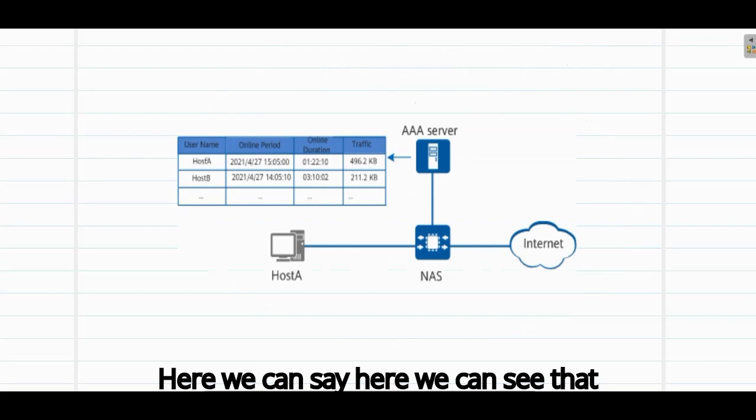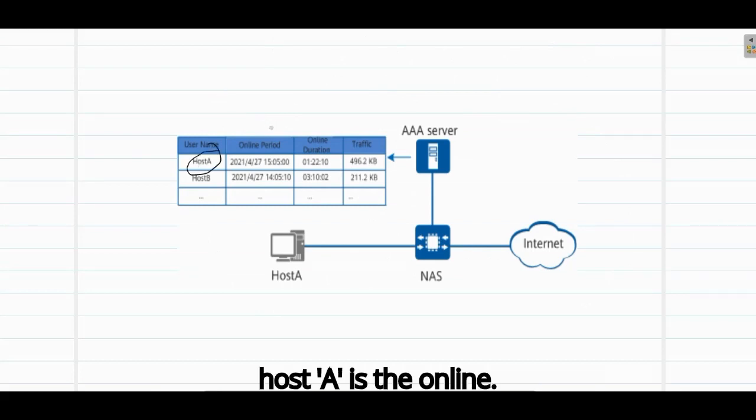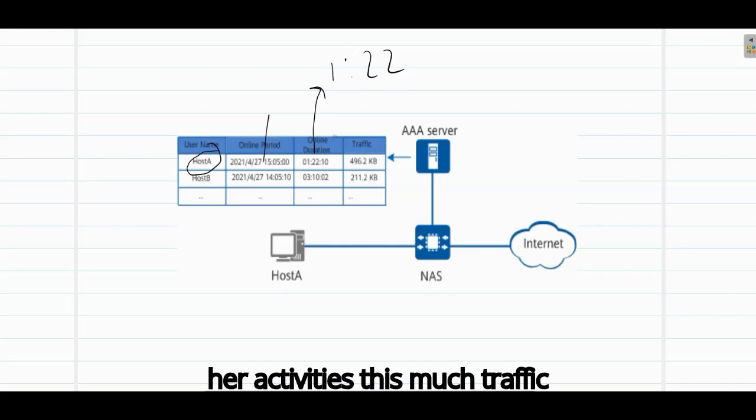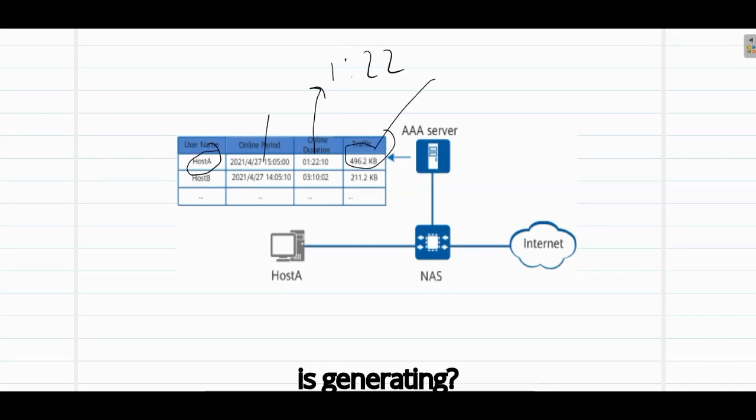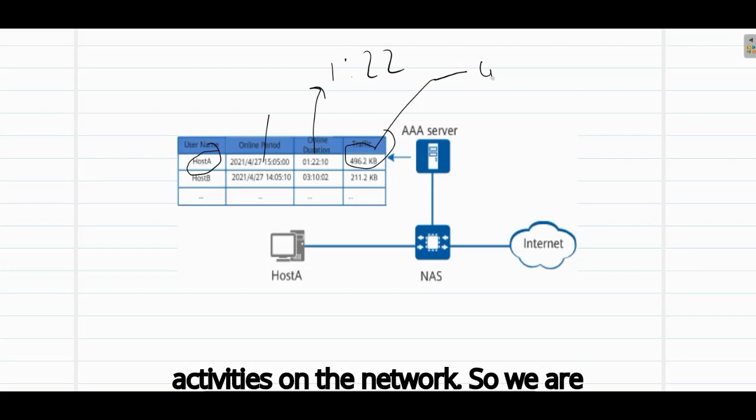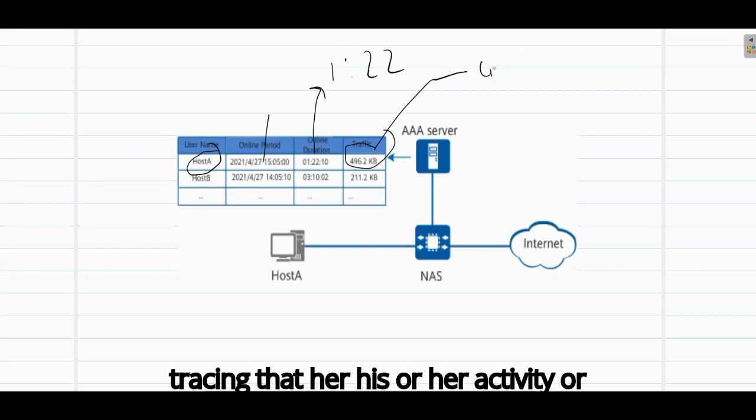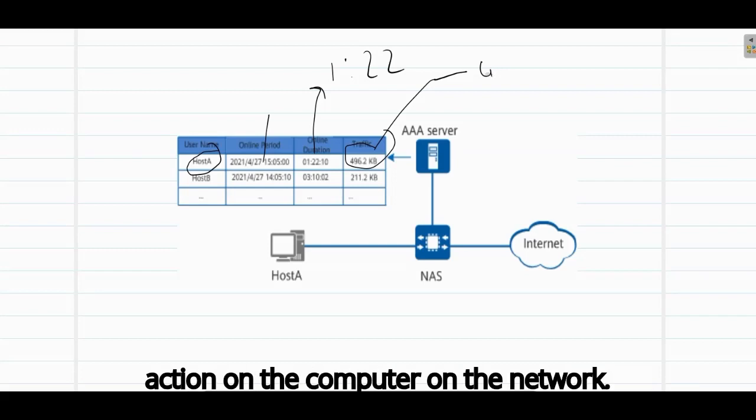Here we can see that host A is online on this date for this period, or he is online for the last 1 hour 22 minutes. Due to his or her activities, around 496 kb of traffic is generated on the network. So we are tracing his or her activity or action on the computer on the network.